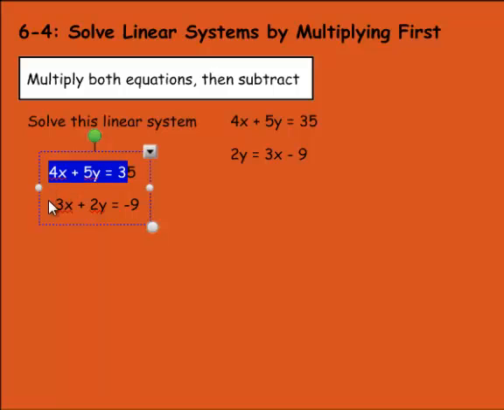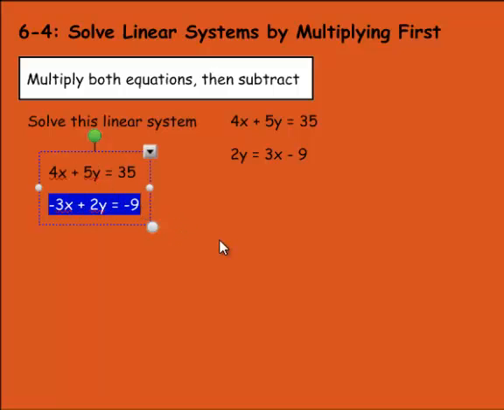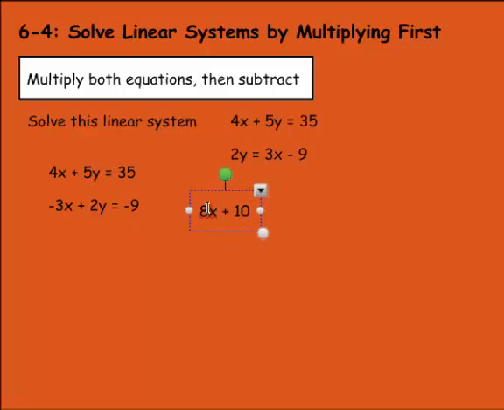I would multiply this group times 5, and then I would get my answer. So this multiplied times 2 would be 8x plus 10y equals 70. This one multiplied times 5 would be negative 15x plus 10y equals negative 45. So since I have a positive and a positive, I need to subtract here.